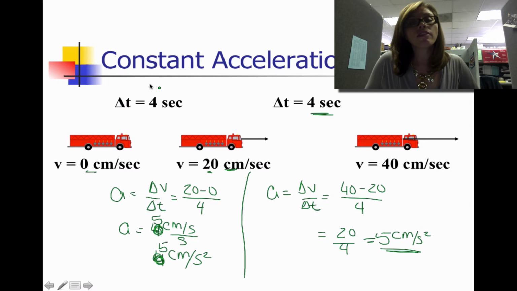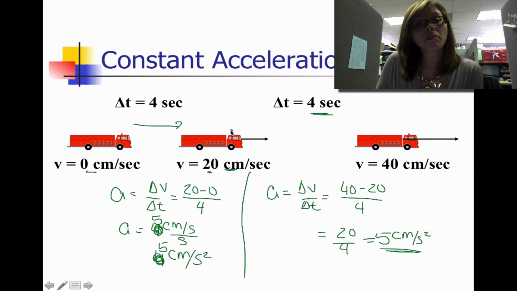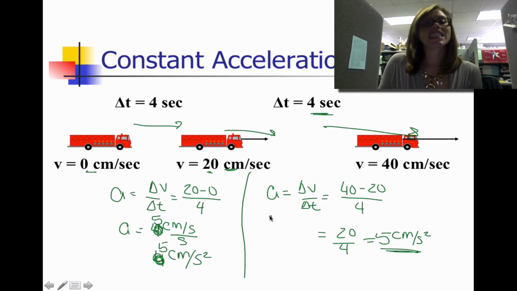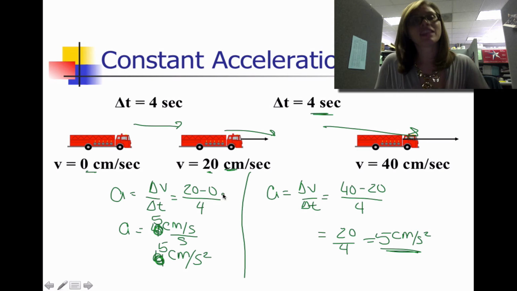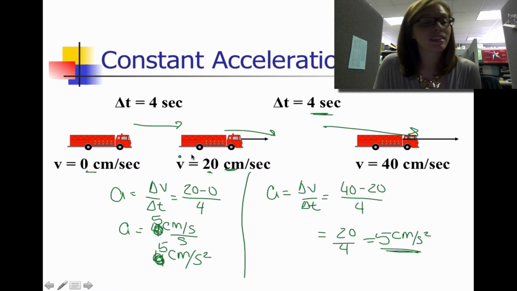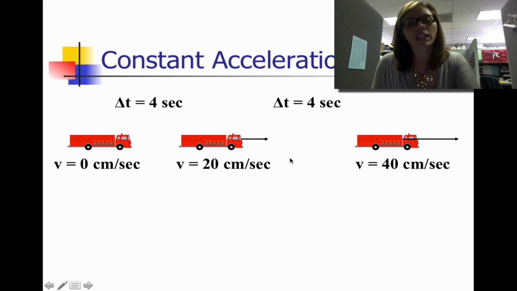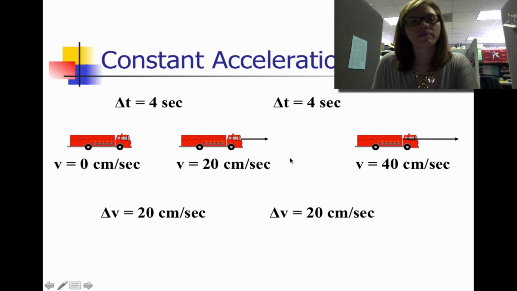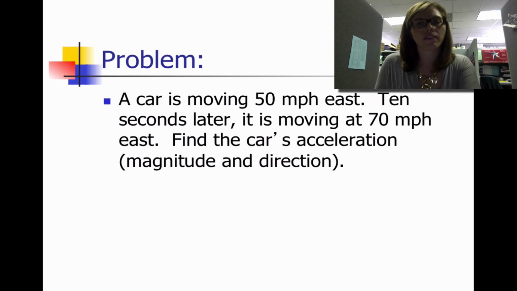So even though the fire truck is speeding up and getting faster and faster, the way in which it's getting faster is the same. It's getting faster at the same rate, if you will. So the acceleration is constant, but the speed is not. The speed keeps getting faster. So we're going to work with this. Change of velocity was 20 for each. So let's work out a problem.